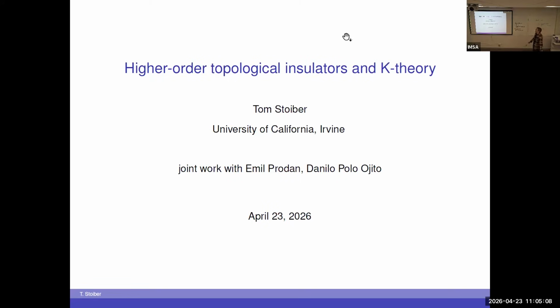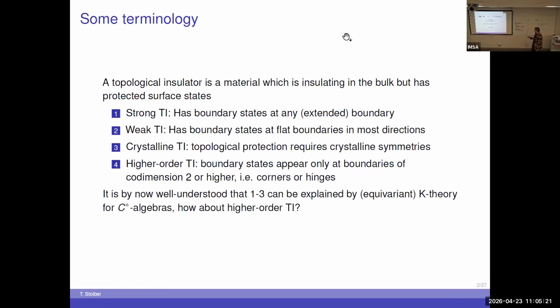Okay, so I'm talking about higher order topological insulators in K theory. It's a project that we did last year, or two years ago, I think, with Emil and Danilo here. The starting point was the perspective of this non-commutative geometry approach to topological phases. At the starting point, we already understood many cases of topological insulators, right?